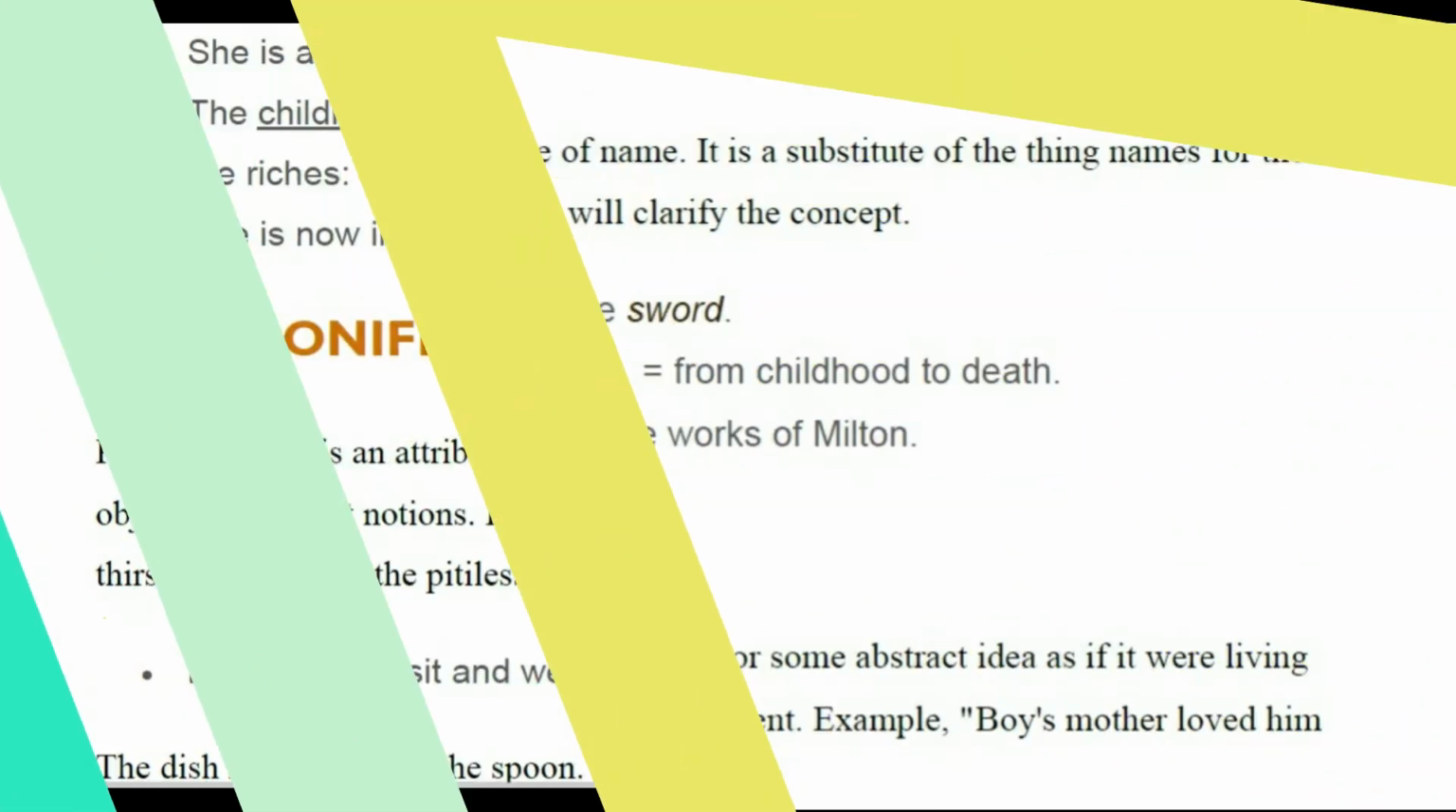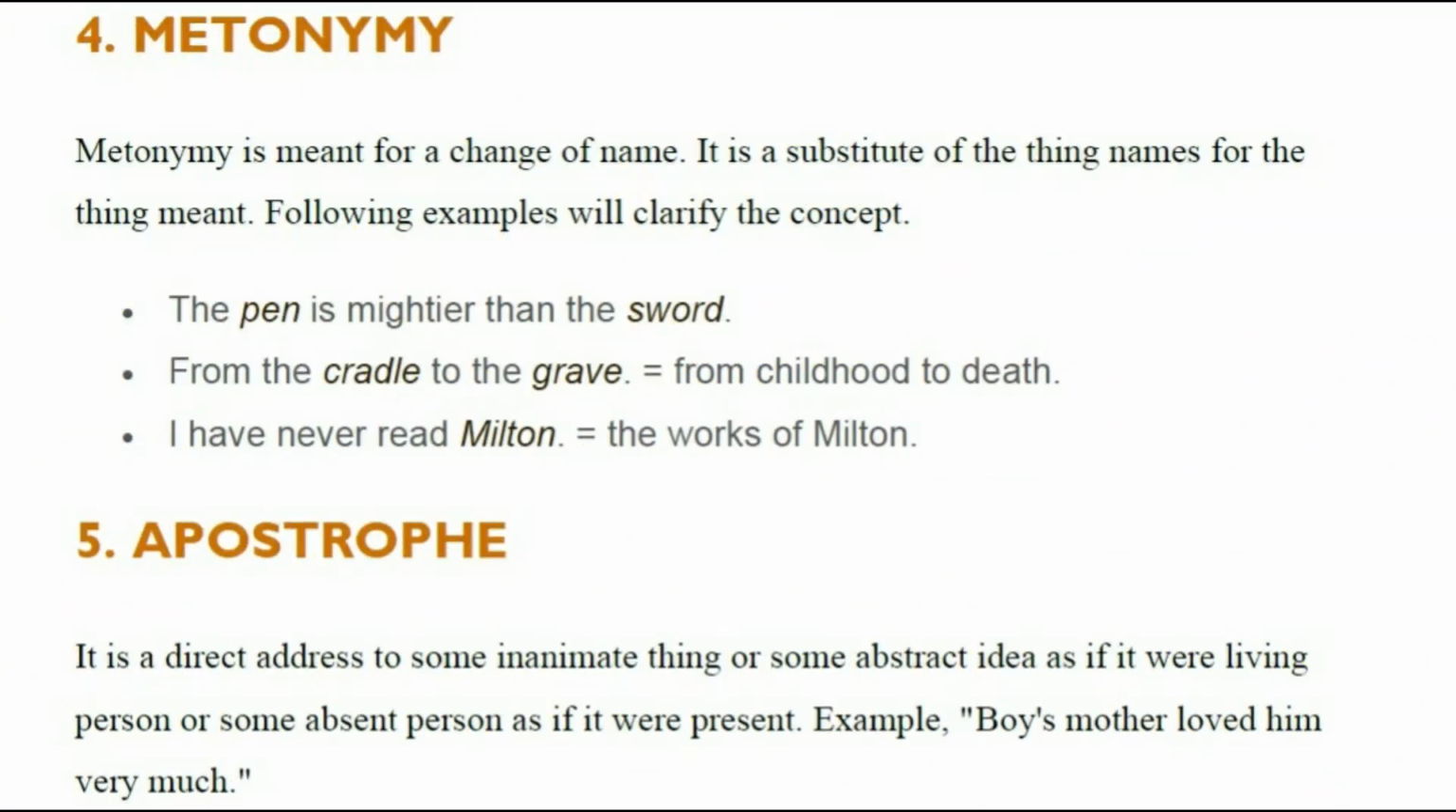Next, we have metonymy. Metonymy is meant for a change of name. It is a substitute of the name of the thing for the thing meant. The following examples will clarify the concept. The pen is mightier than the sword. So here, instead of the sword, what is it? The pen. It works the same. By writing only, you can catch the person and get the details about the person instead of using a sword. So a substitute is given: instead of sword, pen, and instead of pen, a sword.